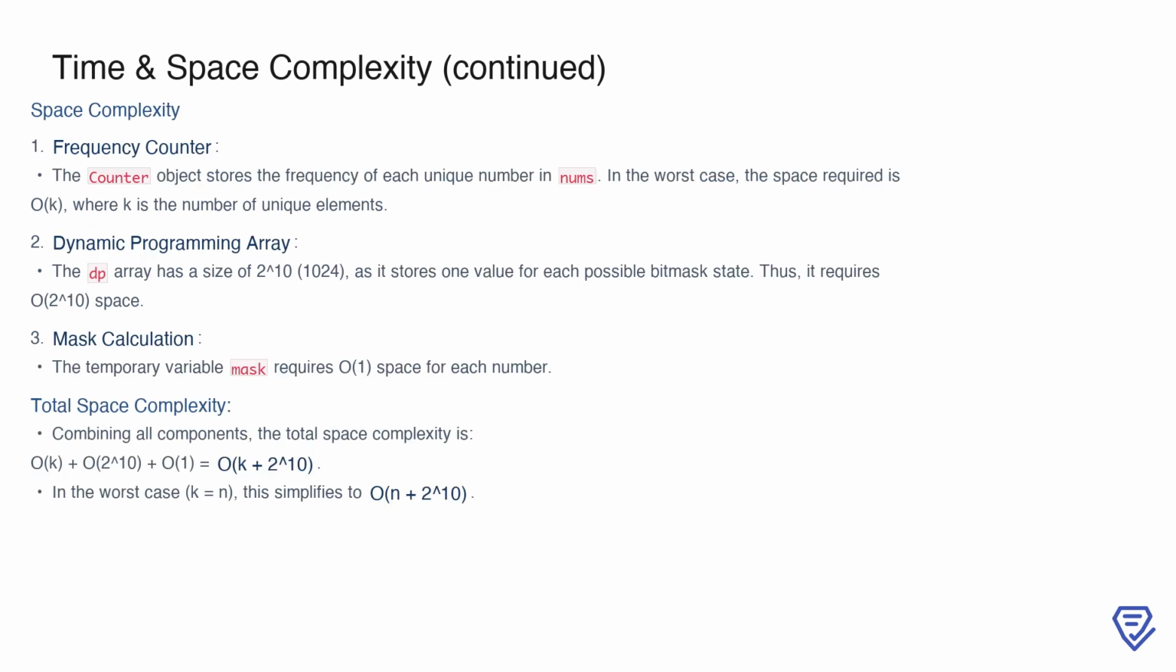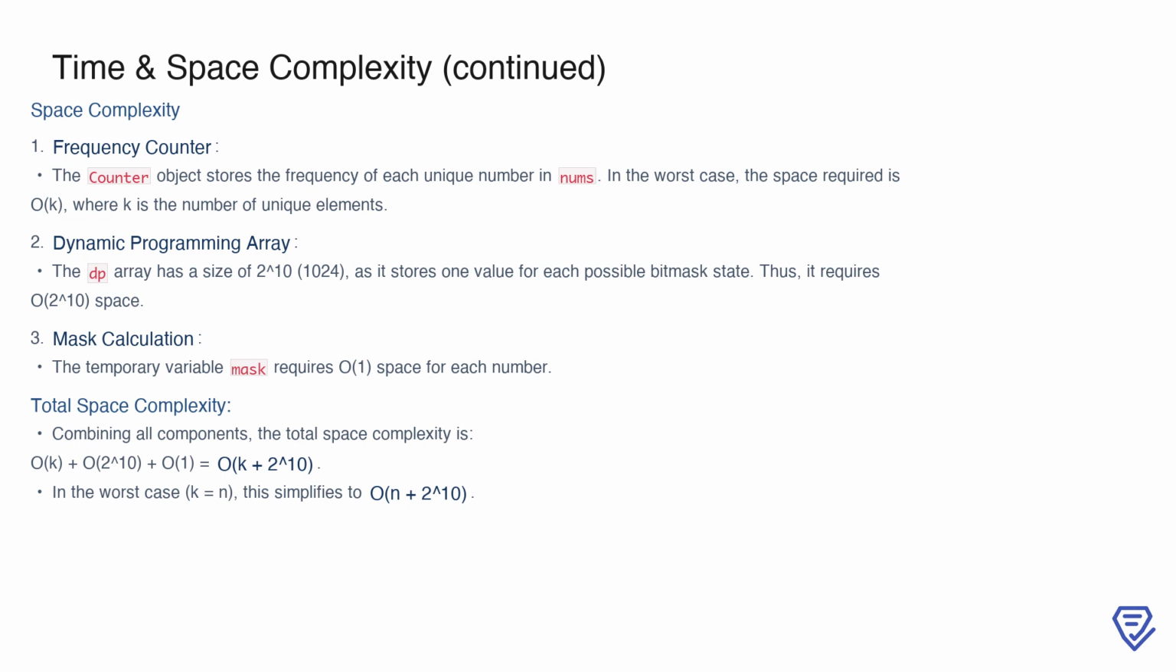Next, let's analyze the space complexity. The first component is the counter object, which stores the frequency of each unique number in nums. In the worst case, where all numbers are unique, the space required is k, with k being the number of unique elements. The second component is the dynamic programming array, which has a fixed size of 2^10 to store values for each possible bitmask state. This requires 2^10 space. Finally, there's the temporary variable mask, which is used during mask calculation and requires only 1 space.